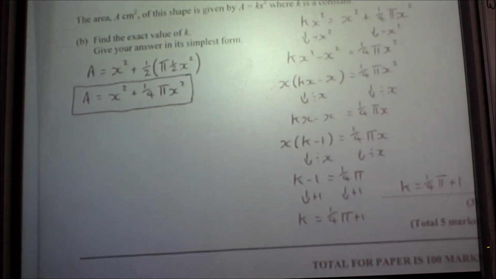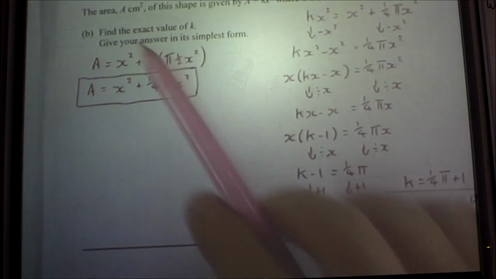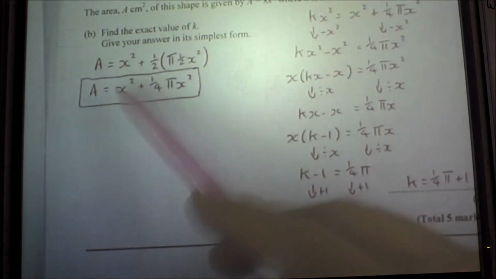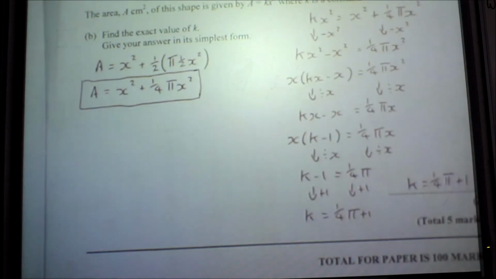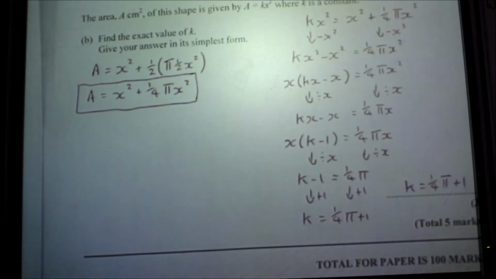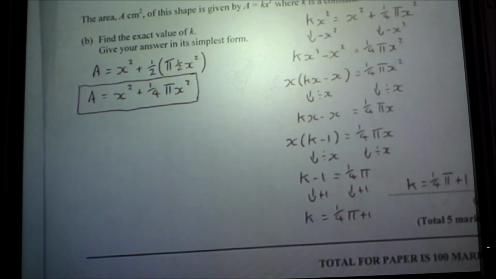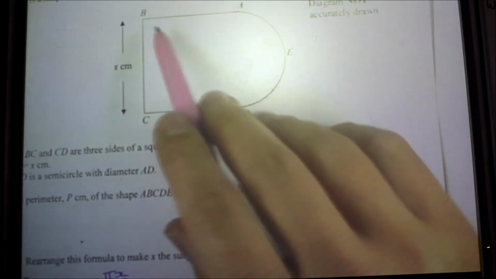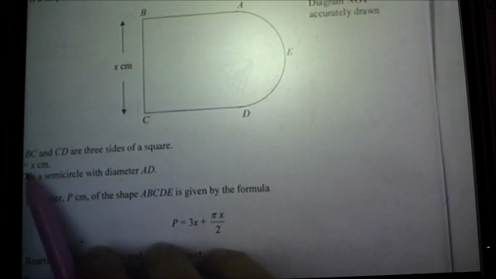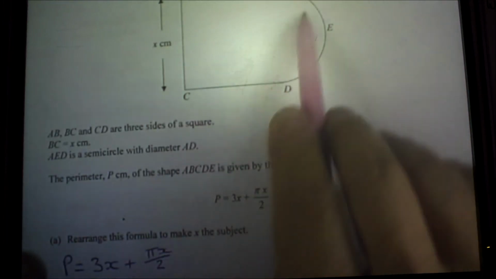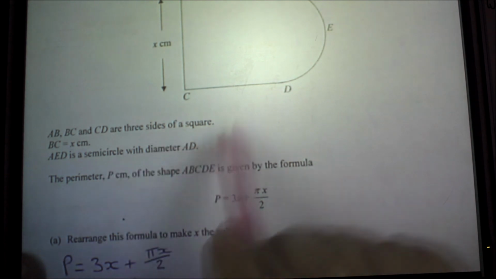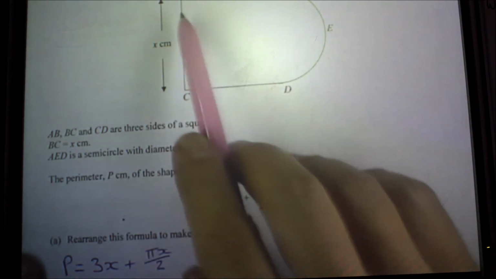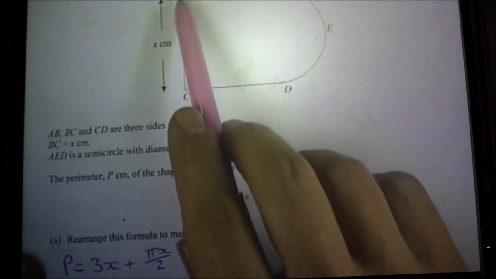Last question on the paper, this. The area A centimetres squared, the area of the shape is given by A equals kx squared, where k is a constant. Find the exact value of k. Right, first of all, you're told that that's a square, because it's 3 sides of a square, and that is a semicircle with diameter AD. Right, the area of the square is x squared, because it's x times x.